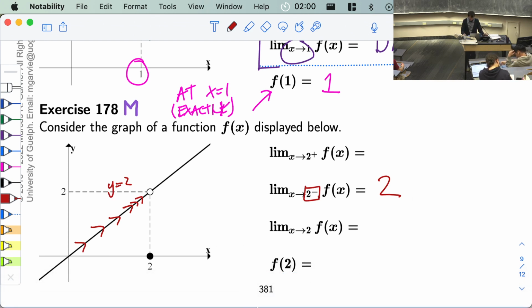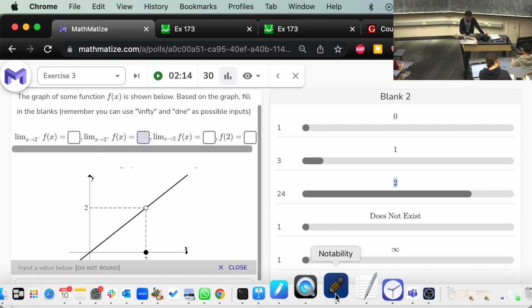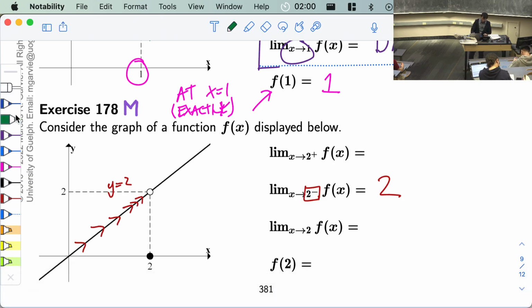What about the other limits? The limit as x goes to 2 plus, still 2. That is correct. Why is it still 2? Because if you follow along on the right side, as the x values get close to 2 from the right side, they still get close to y equals 2 for the y values. So the limit as x goes to 2 from the right is still 2. Those two are pretty easy.